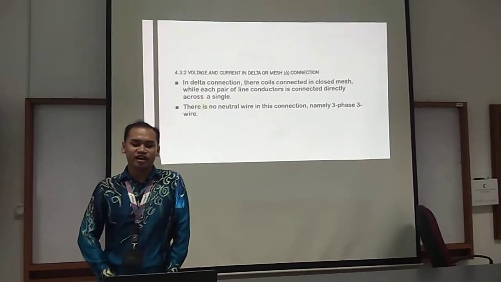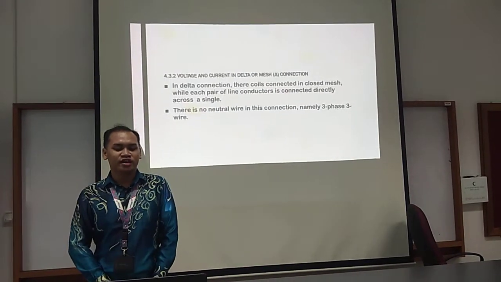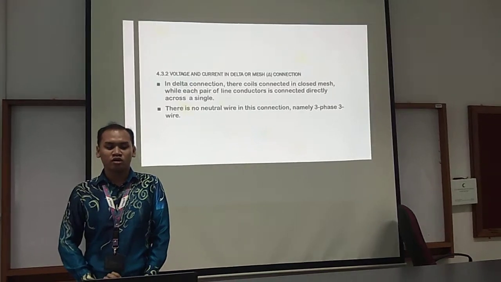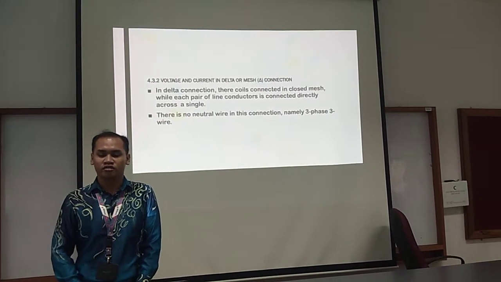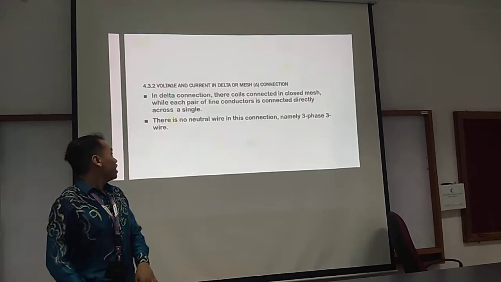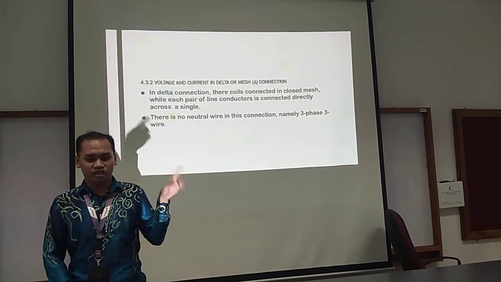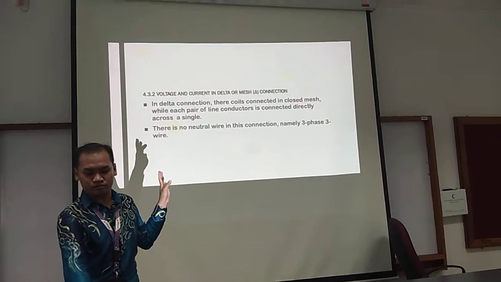Voltage and current in delta connection. First, in delta connection, three coils are connected in closed mesh, while each pair of line conductors is connected directly across a single coil. Second, there is no neutral wire in this connection, namely three phases, three wires.